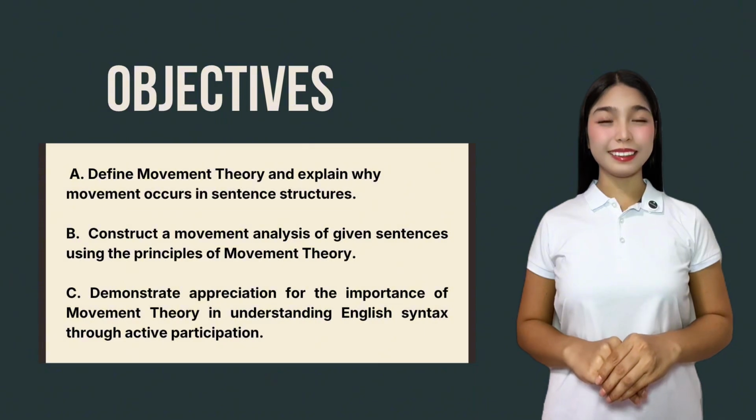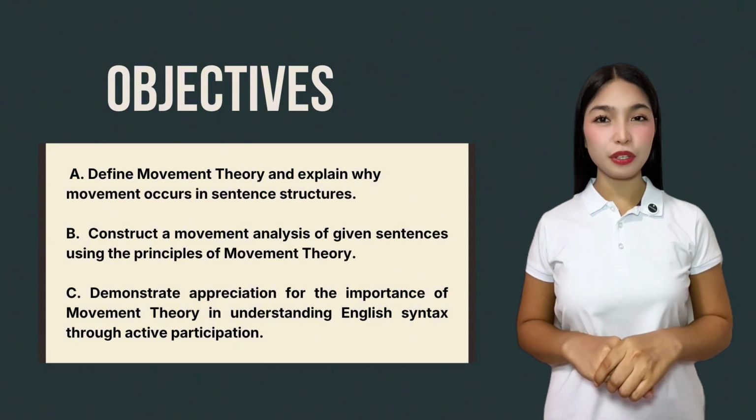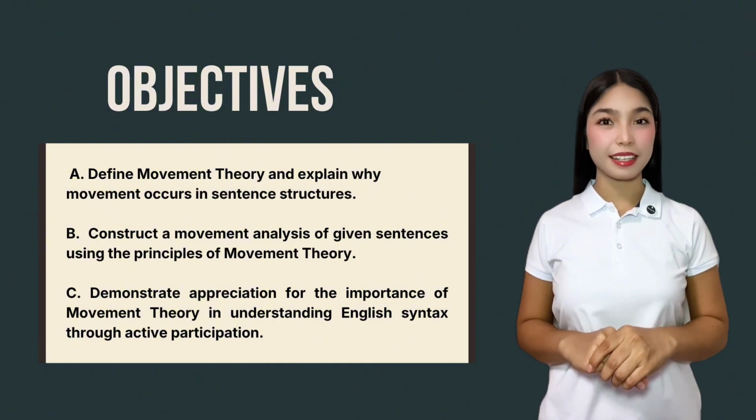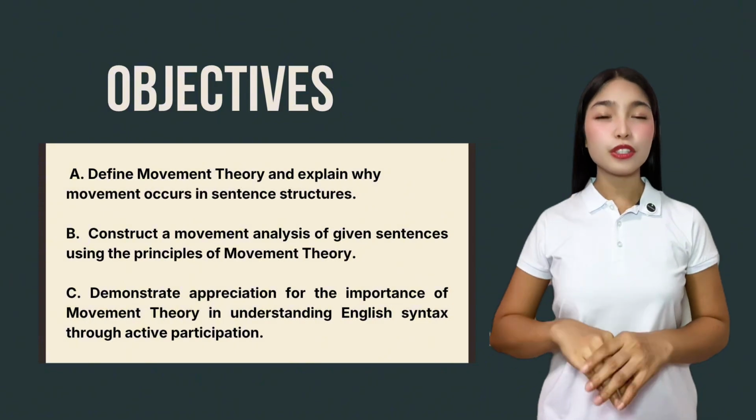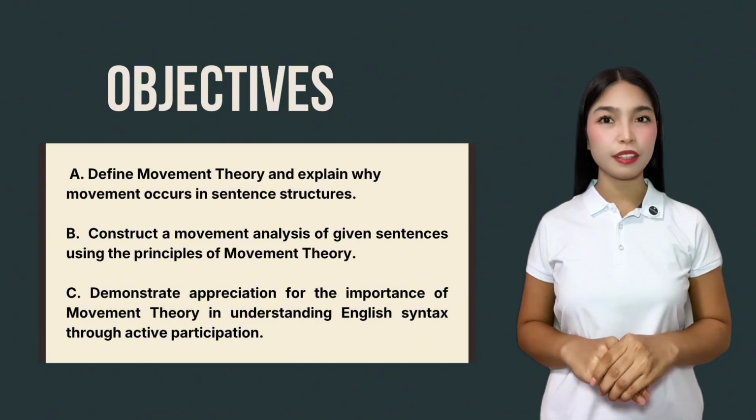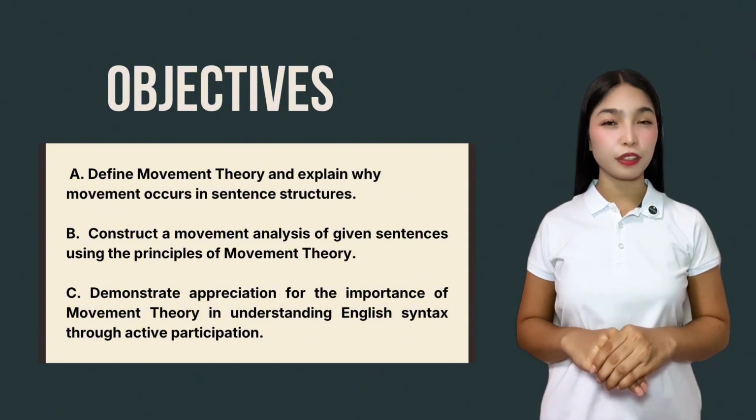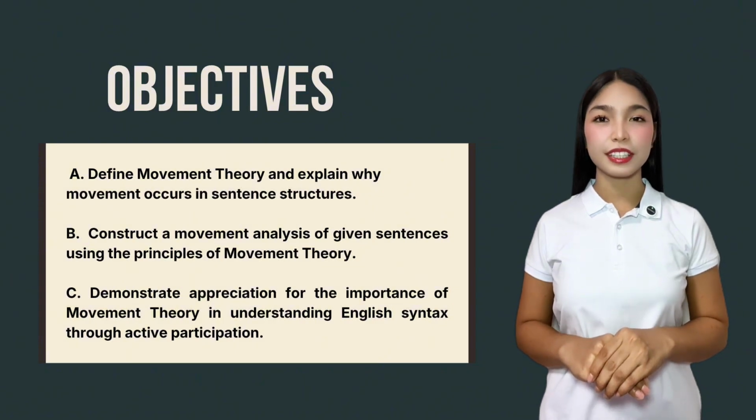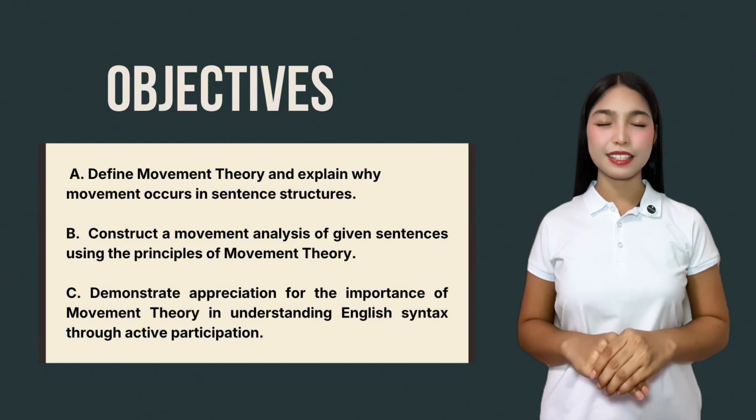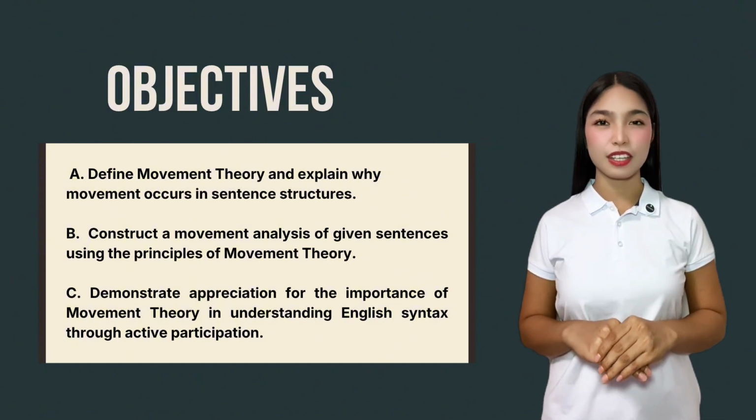So before we begin, let us first look at our objectives. At the end of the lesson, you should be able to, first, define movement theory and explain why movement occurs in sentence structures. Second, construct a movement analysis of given sentences using the principles of movement theory. And third, demonstrate appreciation for the importance of movement theory in understanding English syntax through active participation in class discussions and learning activities. So these objectives will guide us throughout our discussion.